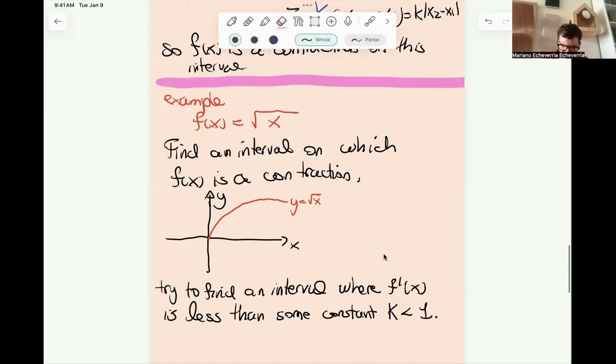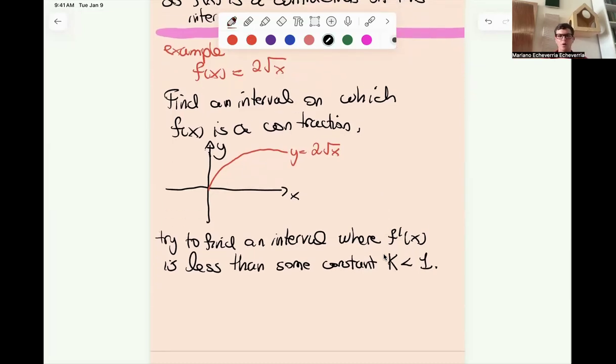Actually, let me do it with two root of x. It's more or less the same thing, but it just makes my life easier, because when I take the derivative, the twos cancel out, so it's a little bit nicer to work with. Okay, so what is the derivative of the function two root of x? What is f prime of x?